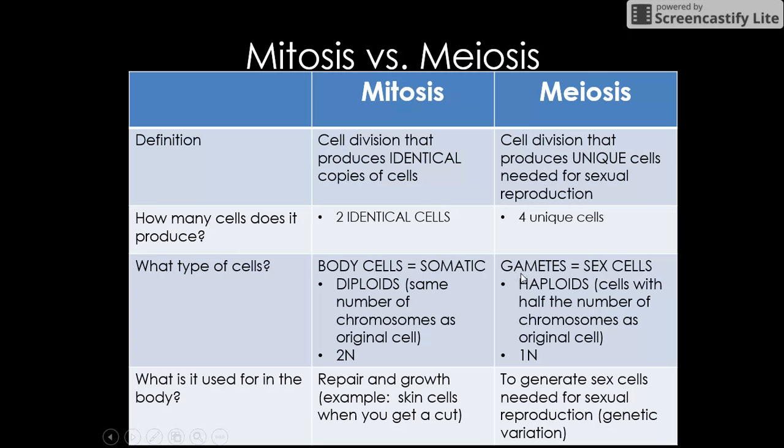Meiosis is different. They're in gametes, which are our sex cells, which is why I say meiosis creates me, because sex cells were needed to create me. They are haploids because the cells at the end only have half the number of chromosomes. Okay? What is it used for in the body? Mitosis is used for repair and growth. So like if you get a cut on your arm, your skin has to do mitosis to create more skin. Meiosis is used to generate sex cells that are needed for sexual reproduction. They are what creates genetic variation.